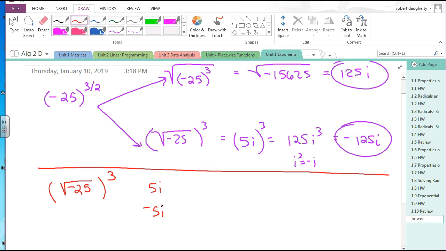Because when I square both of these numbers, this gives me negative 25, and when I square this number, this also gives me negative 25. So there were really two solutions.